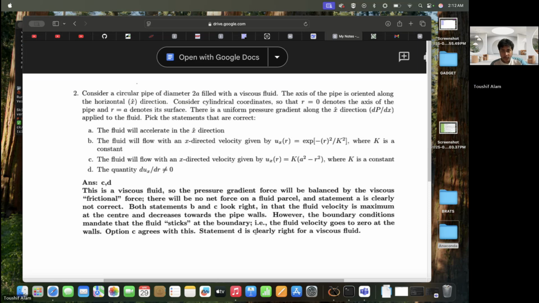Statement D is clearly right for a viscous fluid, obviously. As you know, for a viscous fluid, the curl of the velocity is not 0. So options C and D are the right options.